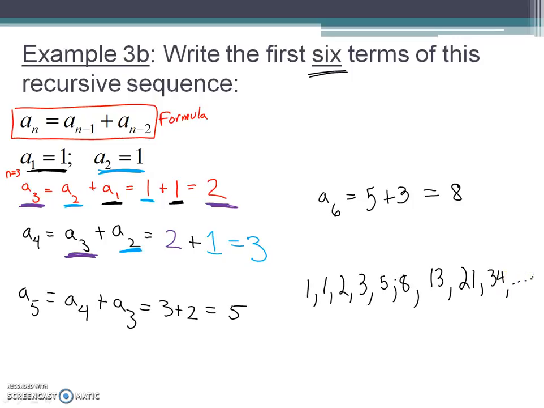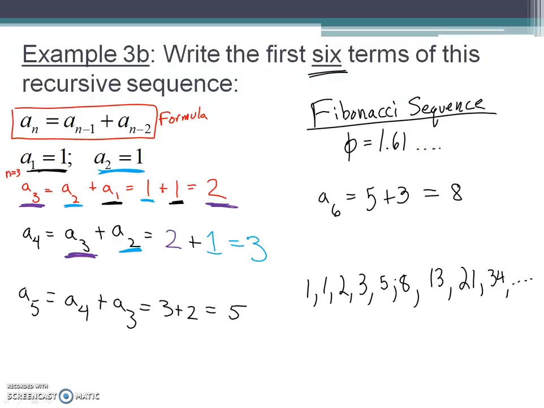As I mentioned at the beginning of this example, this is one of the most famous sequences ever to exist. It's called the Fibonacci sequence. And it has to do with the limit, we'll talk about it at the end of the year. It generates something called the golden ratio, or phi. It's a Greek letter. It's approximately 1.61 something, something, something. And it's considered to be the most beautiful number.